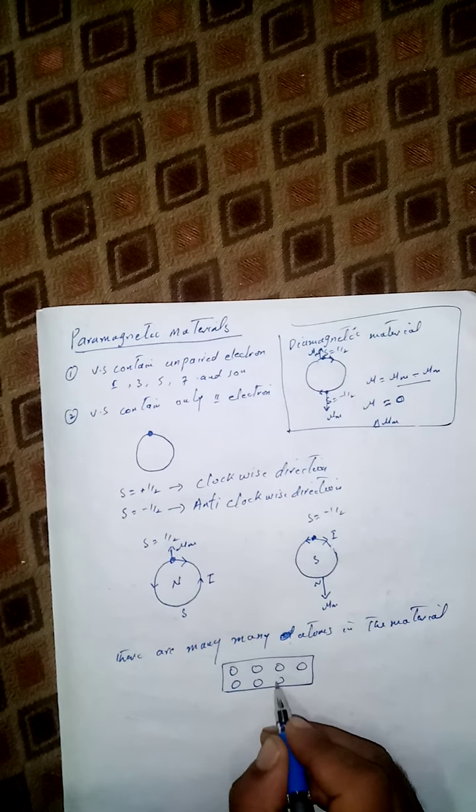Now suppose this atom's dipole moment is this one, and this atom has a dipole moment like this. This atom might have a dipole moment in this way, and this one in this way, and this one in this way, and so on. So all the atoms have a dipole moment mu m, but they are randomly oriented.